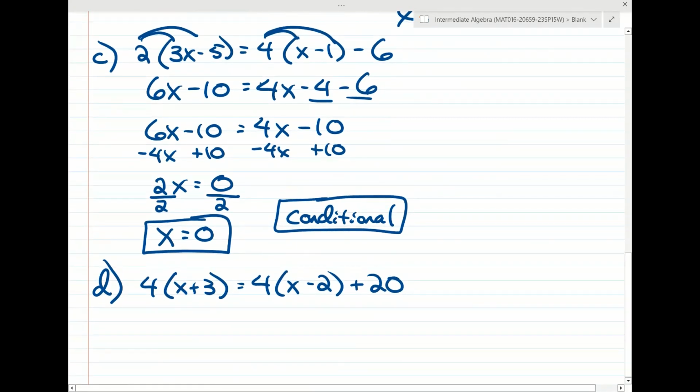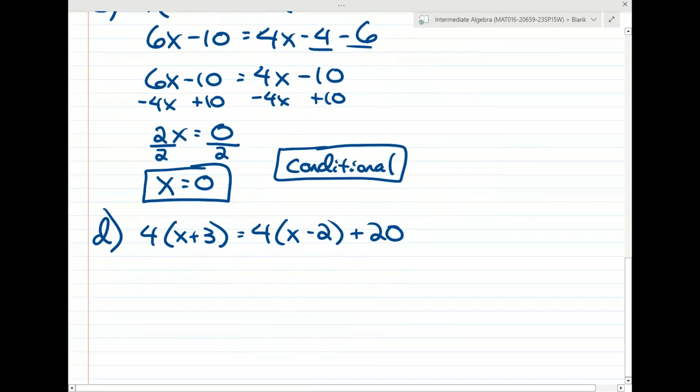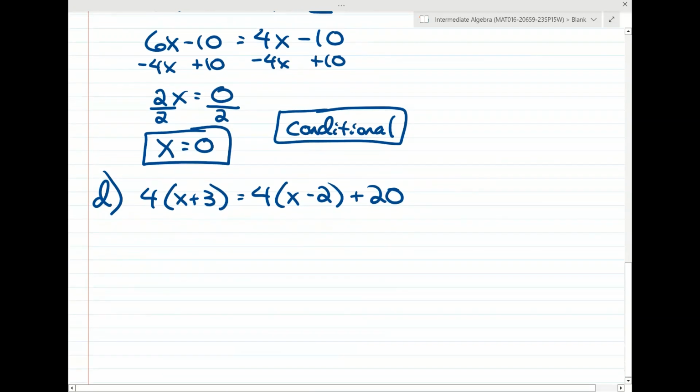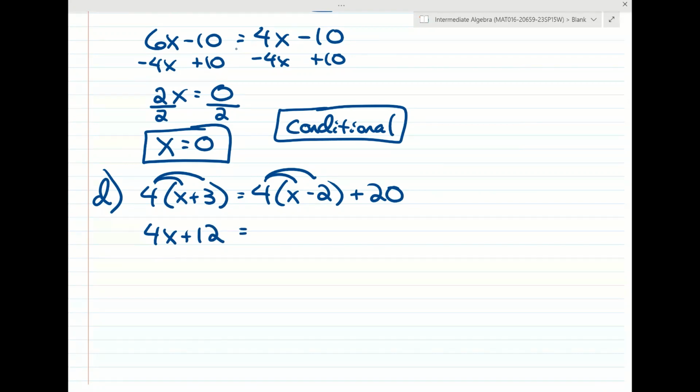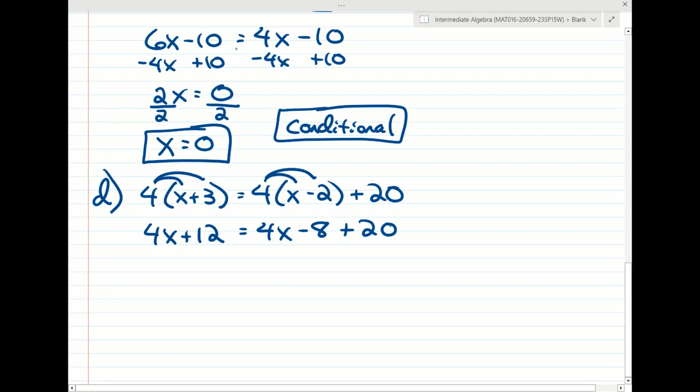I have a feeling letter D is going to be a funny answer. Let's see what happens here. So we'll go ahead and distribute the 4. We'll have to distribute this 4 as well, just like we've done in other examples. So 4 times x is 4x plus 12, and that's equal to 4x minus 8 plus 20.